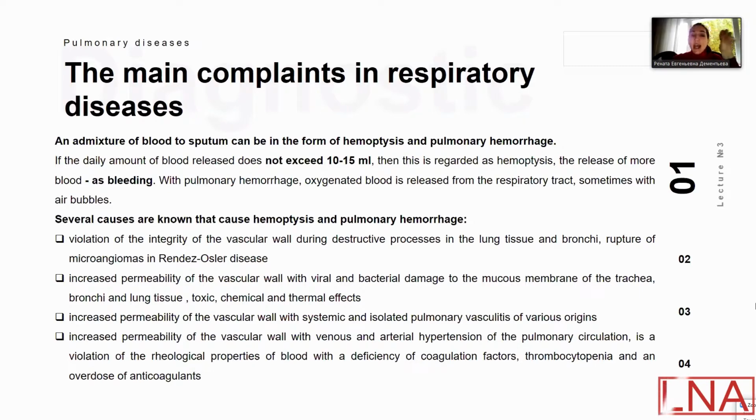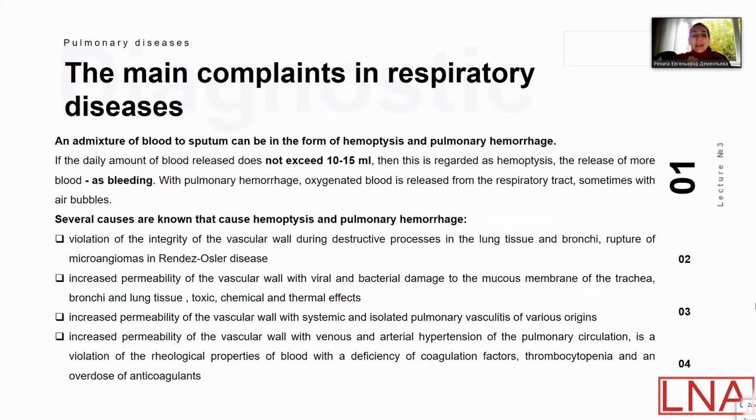With pulmonary hemorrhage, oxygenated blood is released from the respiratory tract, sometimes with air bubbles, in case of stagnation. Yes. Several causes are known that lead to the development of hemoptysis and pulmonary hemorrhage. And which causes?